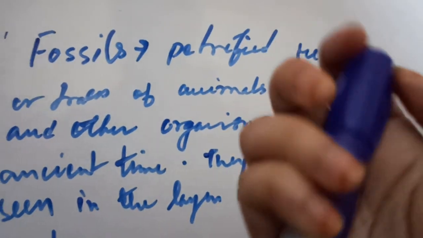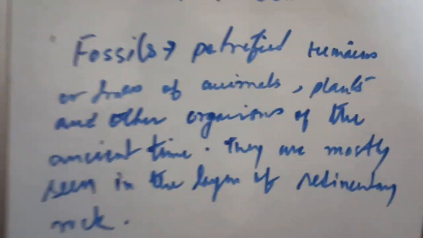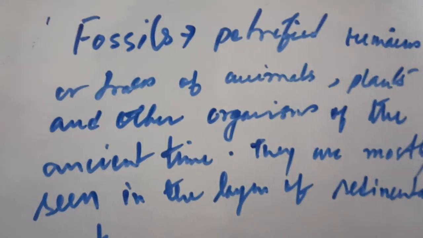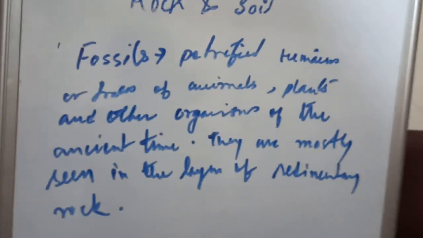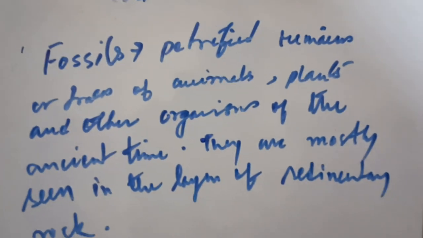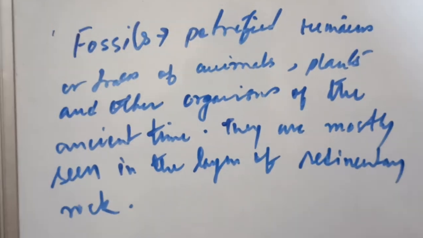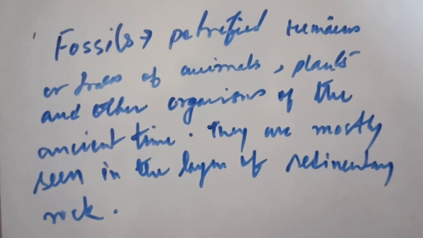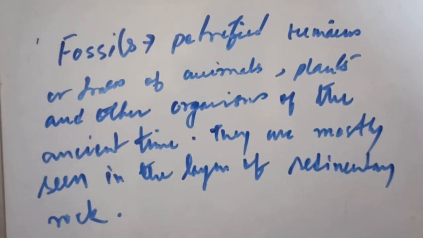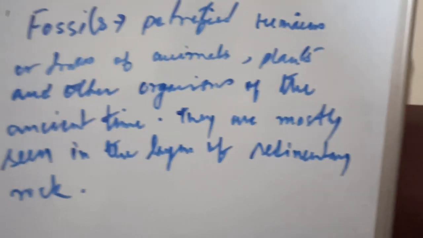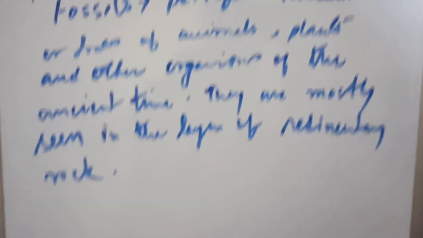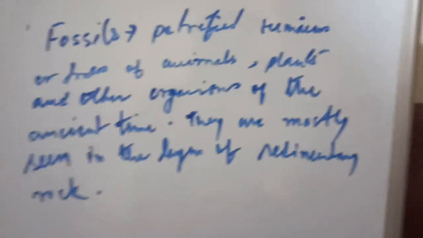So what are fossils? Fossils are generally the dead remains of the plants and the animals that got entrapped into the layers of the sedimentary rock, and with time this petrified remains of the animals and the plants that we generally get inside the sedimentary rock, we call it as the fossils. So this is the end of this video.